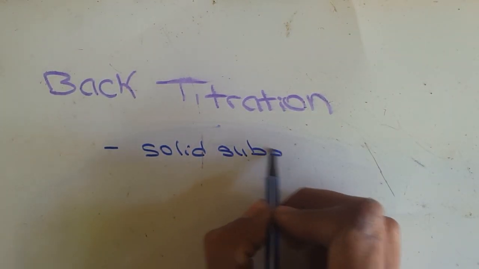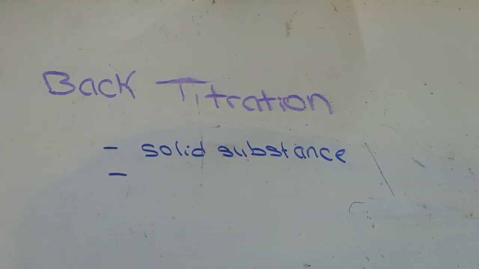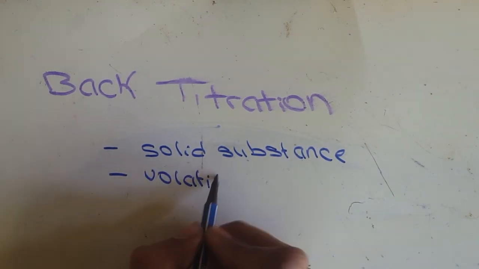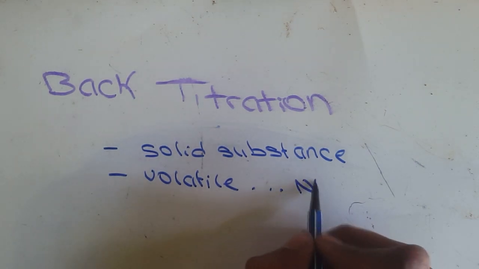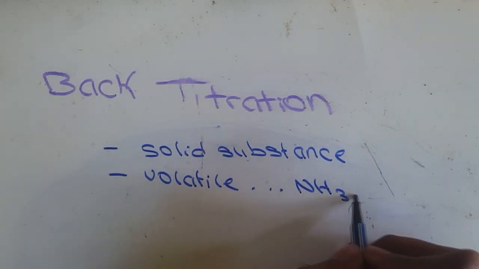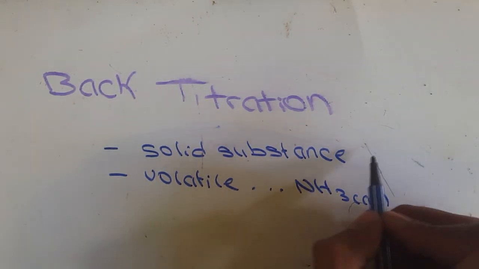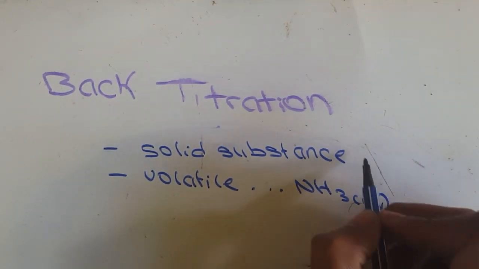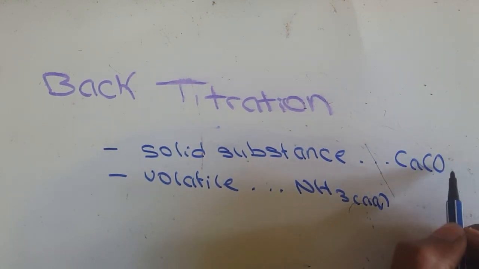So solid substance. You also use back titration when the substance you are titrating is volatile. So like ammonia. An example of a solid substance can be calcium carbonate.